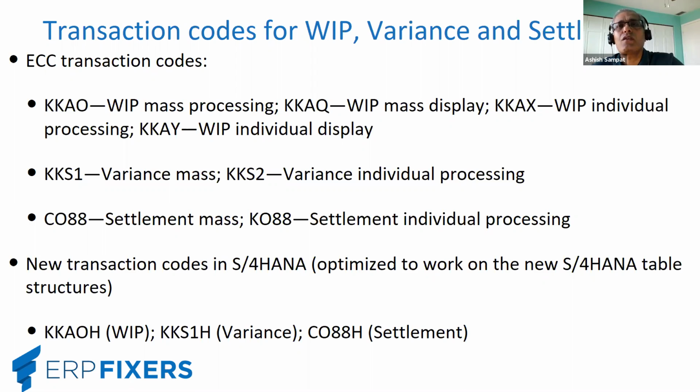Now in S4 HANA, the transaction codes that are available for them are suffixed with H. So KKAOH, KKS1H, and CO88H. Those are optimized to work with S4 HANA structures. By the way, if you're using VA88, as in sales order costing, then VA88H is also available on similar lines. So again, a lot of advantages.